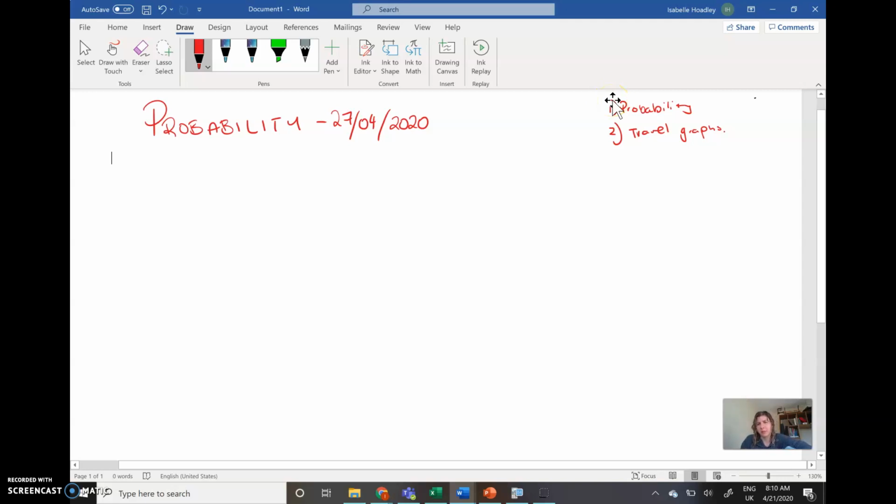I think we can knock out probability in this double lesson, and then use Thursday as consolidation and a bit of time to do some extra work. Then Saturday we can start travel graphs. Monday we can finish it off, and then we'll be done. Then you can start revising for your assessments.